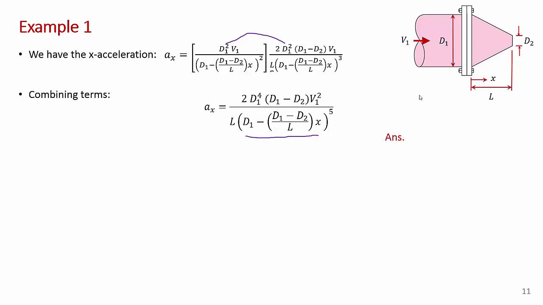It's always good to check the units. It's not 100% foolproof, but it's a good way to check that you haven't accidentally dropped a term. So of course we have d1 is meters to the 4th, and then this term d1 minus d2 is going to have units of meters. Velocity 1 squared is meters squared per second squared. L has units of meters, and this term of course is going to have units of meters to the 5th. And so we can see here that that's meters to the 5th, meters to the 5th, that meter goes with that meter, and we have meter per second squared, which is the correct units for acceleration.